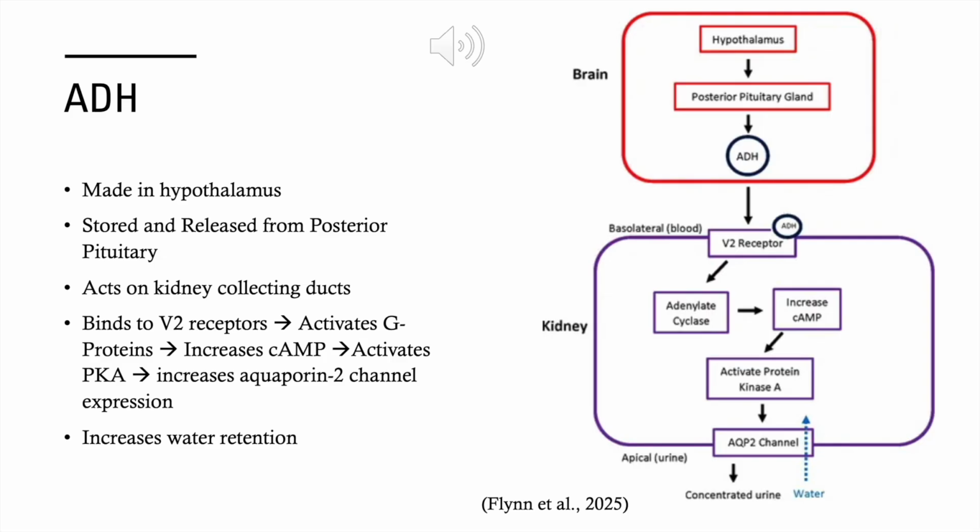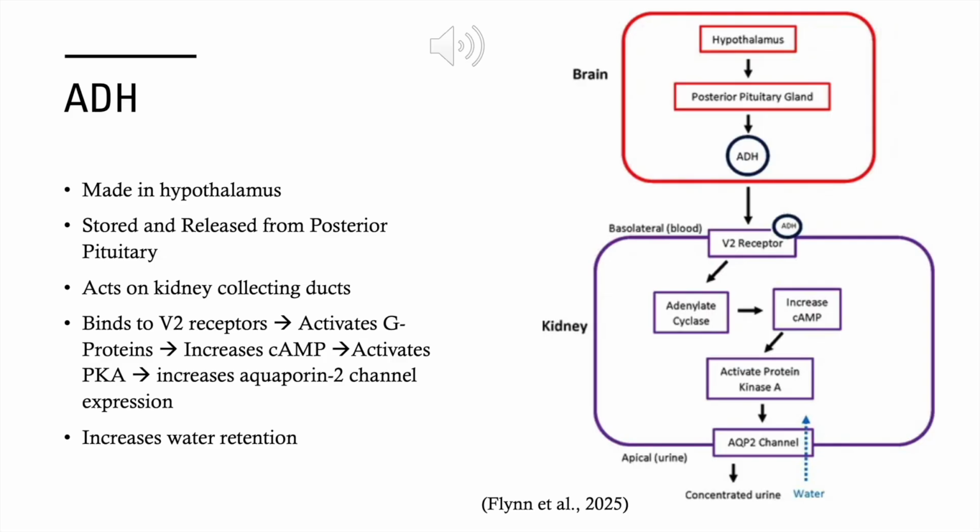ADH, also known as vasopressin, is a peptide hormone that is made in the hypothalamus. It is stored and released from the posterior pituitary gland. ADH helps to maintain the homeostasis of plasma osmolarity and blood pressure. Osmoreceptors detect an increase in plasma osmolarity and baroreceptors detect a decrease in blood pressure, stimulating the brain to release ADH from the posterior pituitary to travel through the bloodstream and act on the kidney collecting ducts.